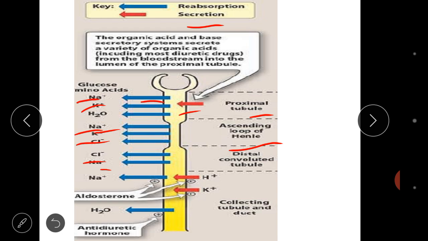And in the collecting duct, we have reabsorption of sodium. To compensate for that, hydrogen or potassium will get excreted. And if that occurs in the presence of aldosterone hormone, sodium reabsorption will occur. If antidiuretic hormone is more, water will get reabsorbed and more concentrated urine will be excreted. If antidiuretic hormone is less, you will get very dilute urine.